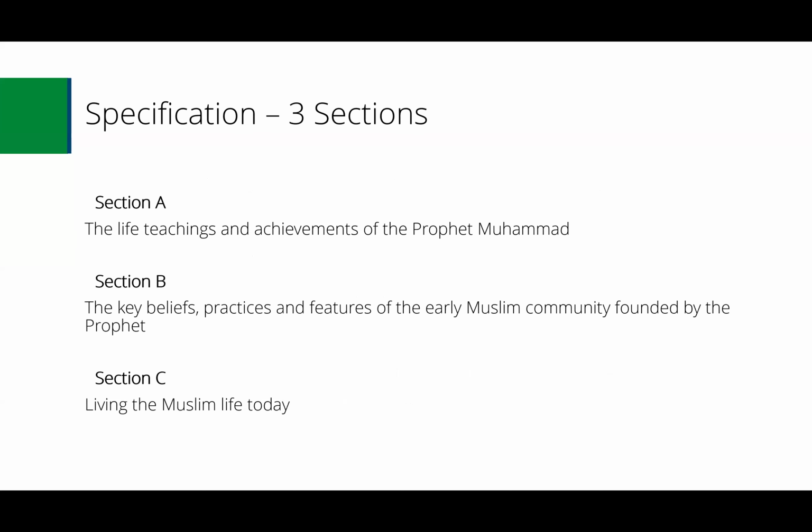In terms of the specification itself, it's divided into 3 sections. So the first section, A, being the life and teachings and achievements of Prophet Muhammad. Section B, where you have the key beliefs, practices, and features of the early Muslim community founded by the Prophet. And finally, section C, which is the new section, living the Muslim life today. So there will be examples later on which we will look at.